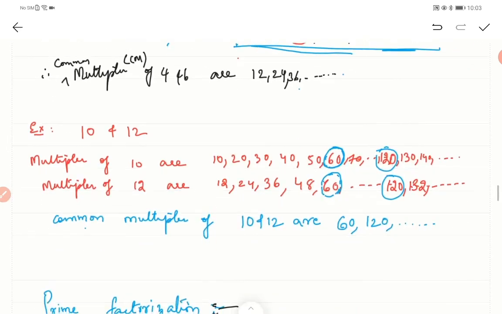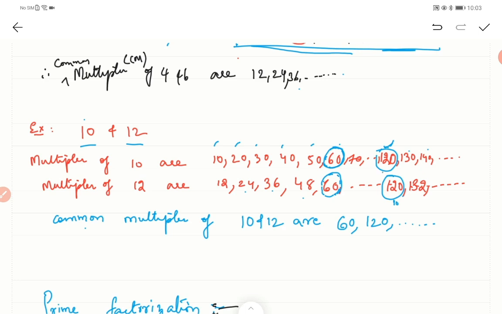Here is one more example I took. Take two numbers, 10 and 12. What are the multiples of 10? You have 10, 20, 30, 40, 50, 60, 70, 80, 90, 100, and then 110, 120, 130, 140, and so on. Multiples of 12, you have 12, 24, 36, 48, 60. And what about 12 tens as 120, right? You will have 12 tens as 120, which is also there, and 10 12s is 120 in the 10 table. So you have 60, 120.